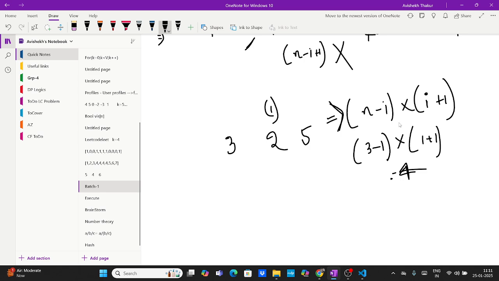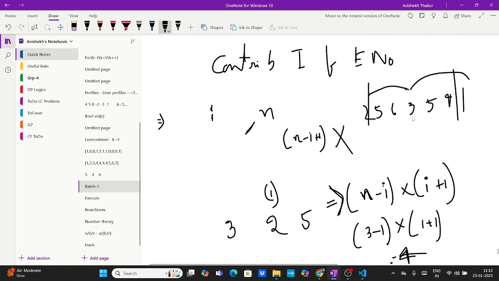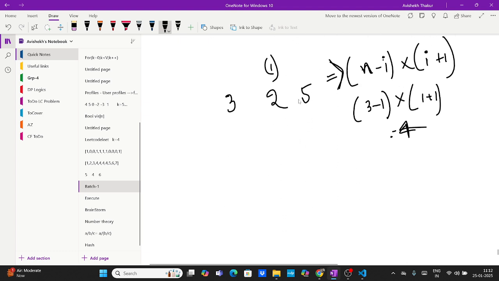I can ask you any day, and as soon as I ask, you have to say this: N minus I into I plus 1. Now how is this coming? It is coming because of the same fact that we did. This is the distance, this is the distance. Since here we don't have any bounds, that's the reason.